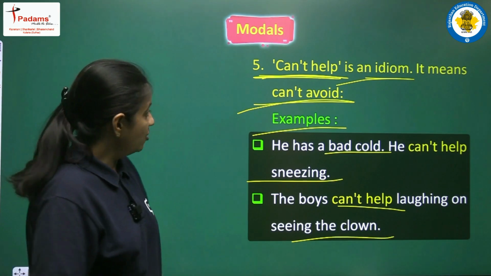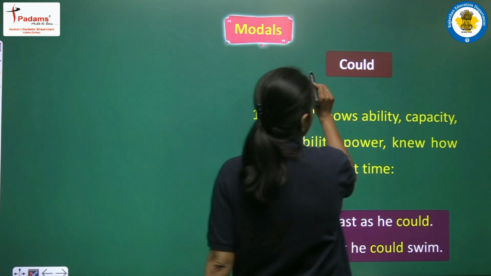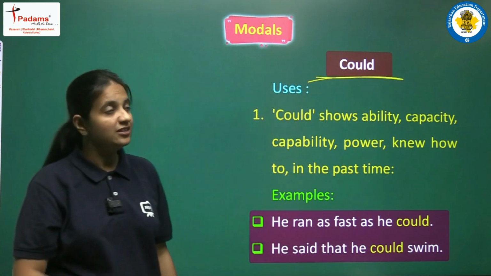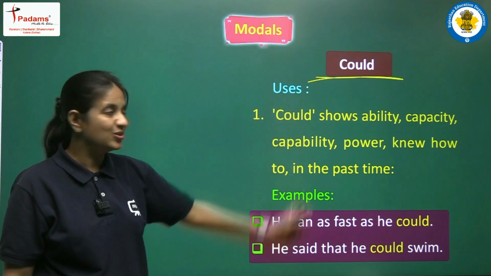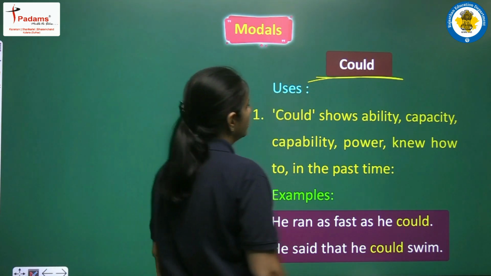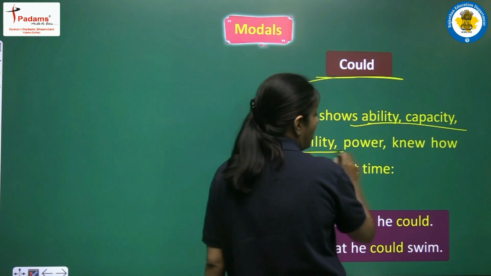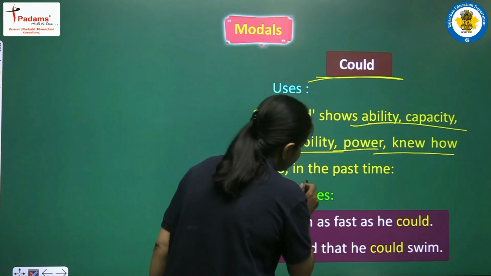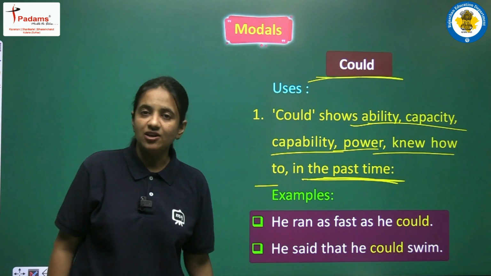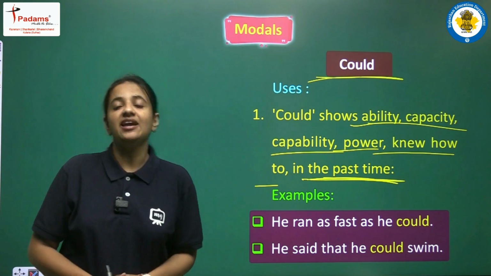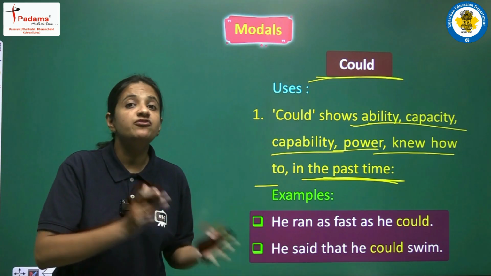Okay. Now moving ahead, we are having our second modal here with us. So now we will talk about could, right? Let's see the different uses of this modal, that is could. The first use: could shows ability, capacity, capability, power, knew how to, but in the past time. Here we can observe one very important thing, and that is that could is actually the past form of can, right?